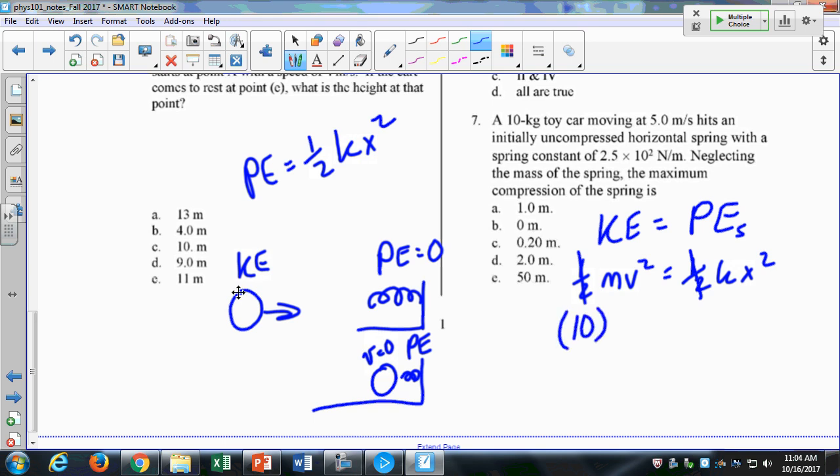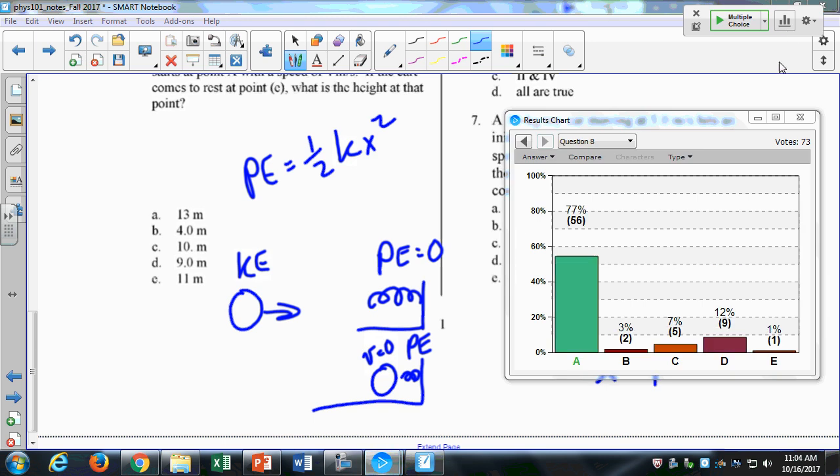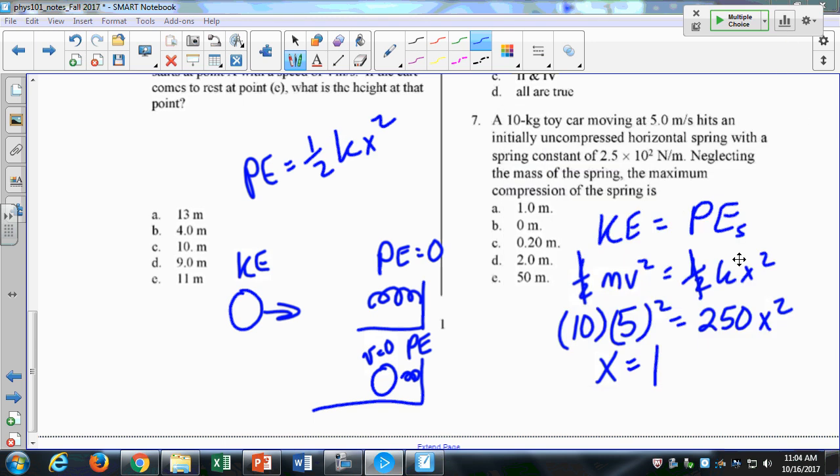10 kilograms, 5 meters per second squared equals 250x squared. Oh, look, so x is 1. Right? A was the right answer. Is that what y'all put? Yeah. Okay. You'll certainly see some questions like those on the test in another week or so.